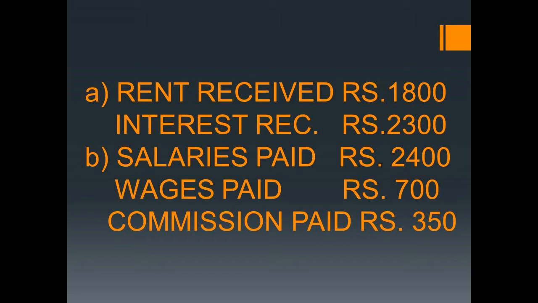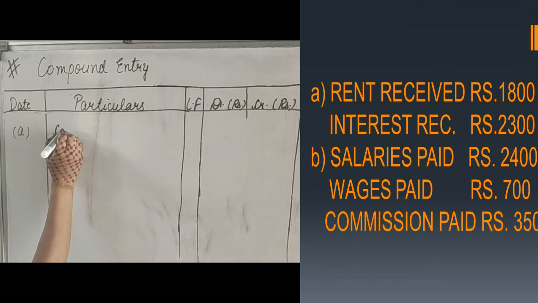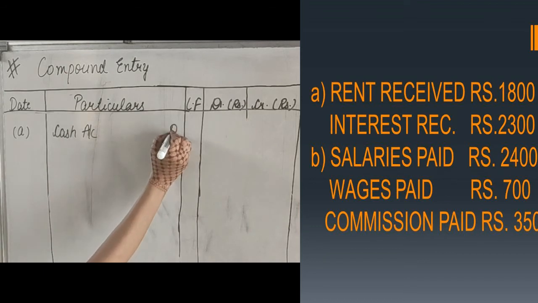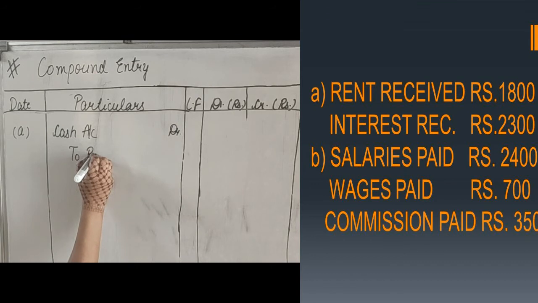Now think about which rules are used in this question. First, these are nominal accounts, so debit all the expenses and losses and credit all the income and gains. First, we draw the pro forma of the journal entry. Now, cash account debit because we receive the cash. Cash account debit to rent received.